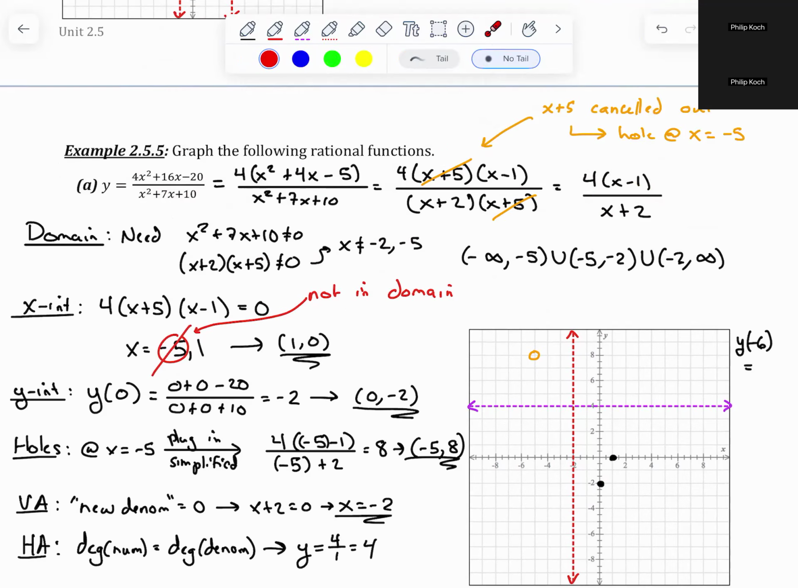So 4 times -6 minus 1 divided by -6 plus 2 gives me 7. That doesn't seem right. Because that should be, oh, no, that's fine. So there's a point right there. And we could probably find another one. Maybe we could do -4 or -3. Let's do y of -4. And that will equal, if I change those to -4s, I get 10.